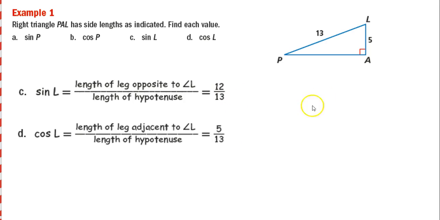I'm looking for the cosine of angle L, so now I'm sitting here at angle L, but I want the cosine, not the sine. The cosine is the adjacent side, in this case 5, over the hypotenuse, in this case 13. So the cosine of angle L would be 5 over 13.